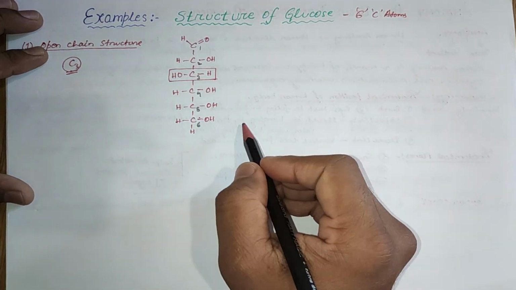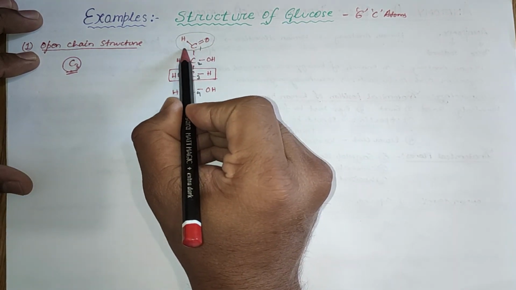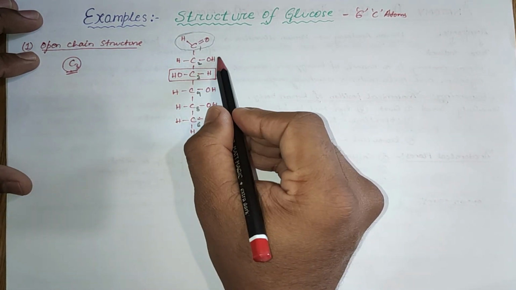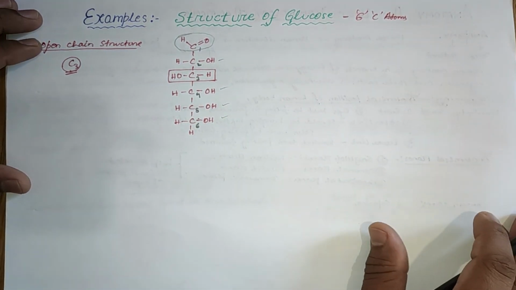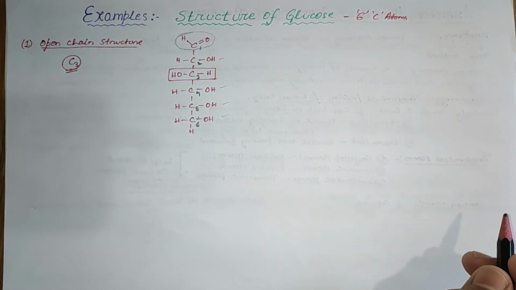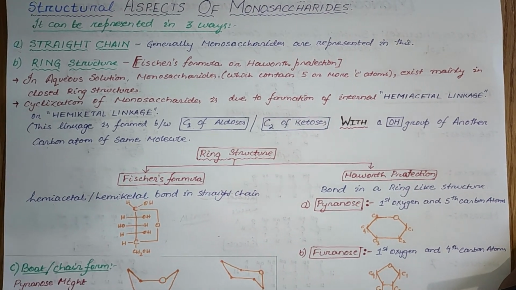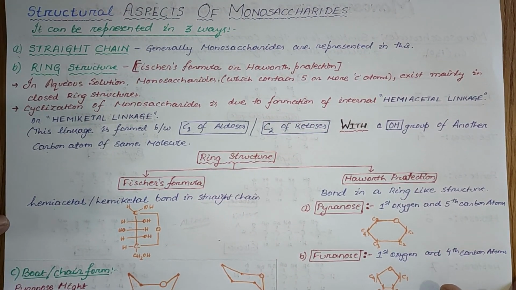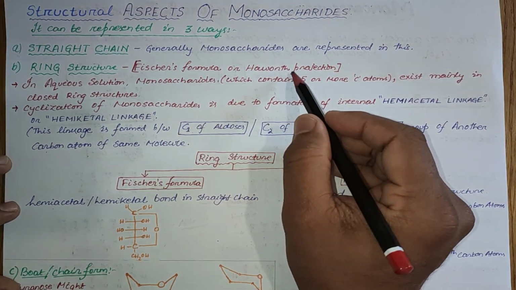Okay, this is the open chain structure of glucose, in which there is an aldehydic group and it contains the hydroxyl or OH functional group, and the others are bonded with hydrogen atoms. The next is the ring structure, that is, the Fischer formula or Haworth projection.